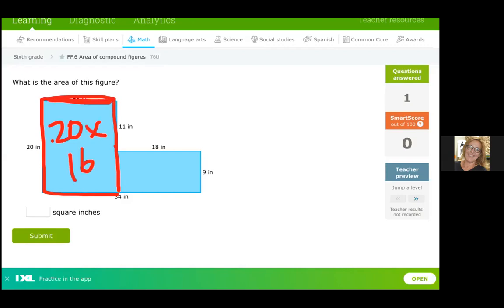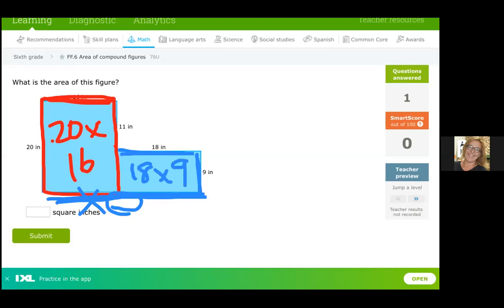So 20 by 16. Now, usually it's the second one that is a little trickier because it may not be as obvious. Even though I see this 34 down here, it is not referring to just the base of this rectangle. It's including this part. So I don't care about this part. I only care about this part. So that length is 18 and the height is 9. So 18 by 9.